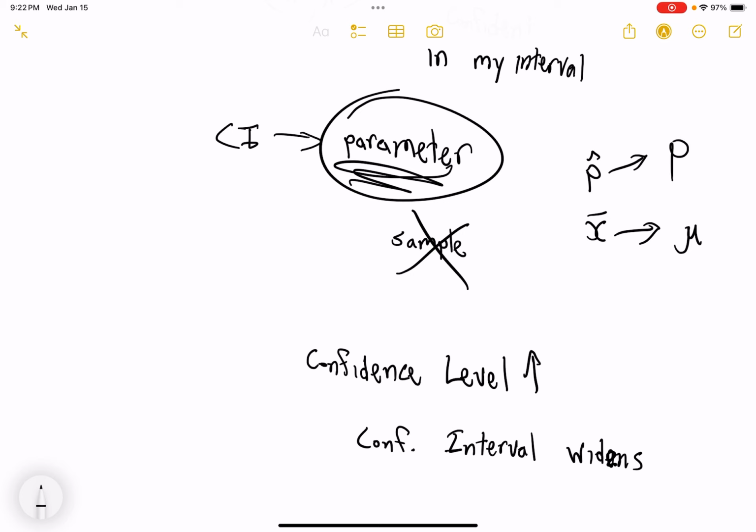Why? Because you're going to need to hit more plausible values to be more sure that more of your conceivable multiverse confidence intervals that you might have gotten in all the many iterations in a normal curve of possible confidence intervals actually hits your population proportion. Similarly, if your confidence level goes down, your confidence interval can narrow.